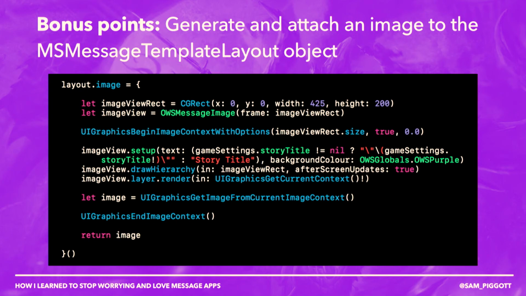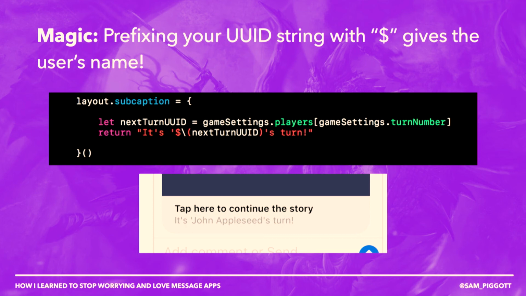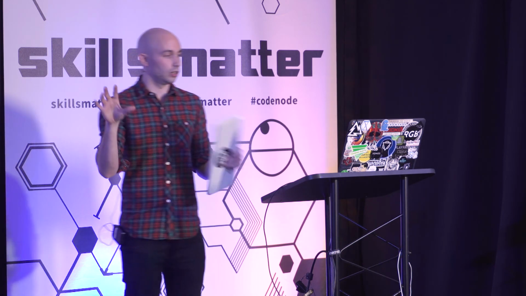As well as that, the layout object actually takes an image property, and here I've set up a little example as to what could be possible: setting up a view, screenshotting the view, exporting a UIImage object out of the back of that, and returning that image. Another cool thing you can do with this is prefixing the UUID, and it will interpolate that for you and give you the name of the user that the UUID applies to, rather than just a long string of letters and numbers.